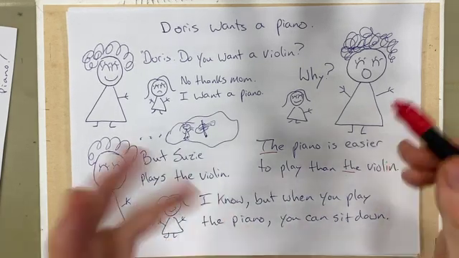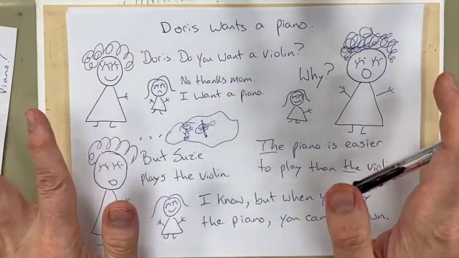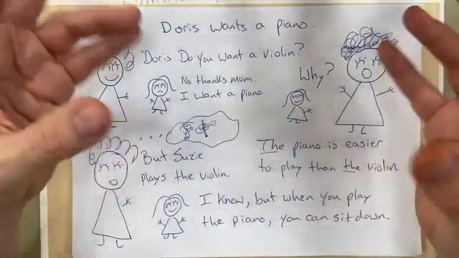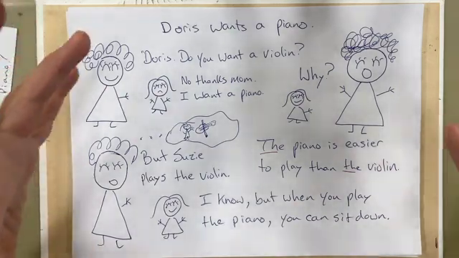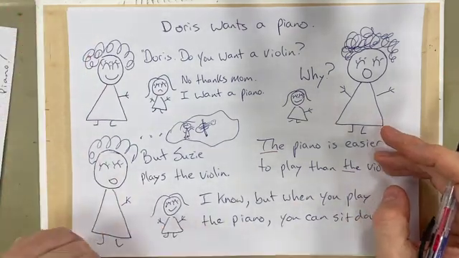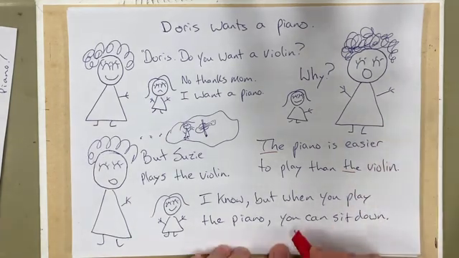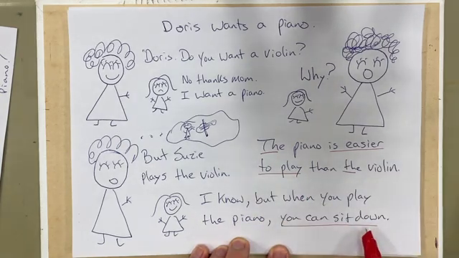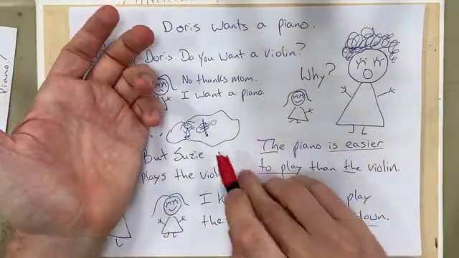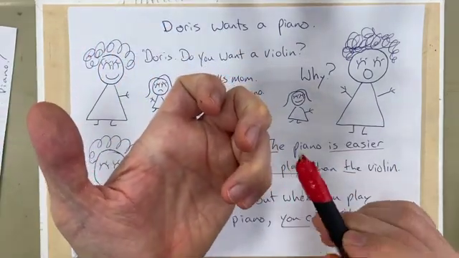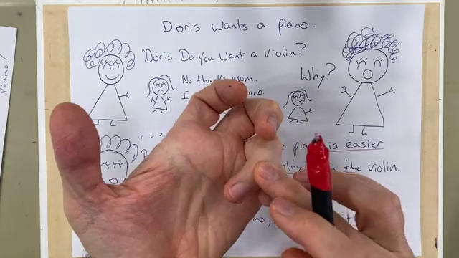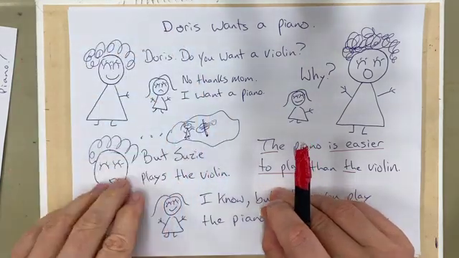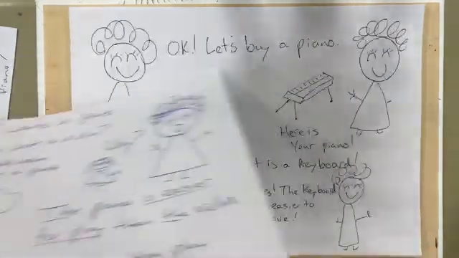So again, this is not the specific piano. There is no piano in this story, right? Because we started with a piano. She just wants a piano. But when they talk about the details of what a piano is, you can use the piano. And you know it from the way they talk about these details. Here we have easier to play, and here we have you can sit down. So another sentence is, the violin is hard to play because you need to press the strings hard. So the violin is hard to play, right? So this details of the violin.